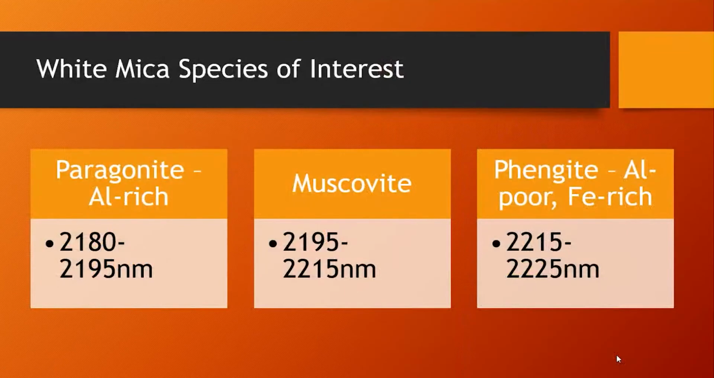The white mica species that we will focus on today are paragonite, which is going to be an aluminum-rich mica. It has a distinct feature between 2180 and 2195 nanometers. Muscovite, which is at 2195 to 2215 nanometers, and phengite, which is aluminum poor and iron rich. It's going to have features between 2215 and 2225 nanometers.